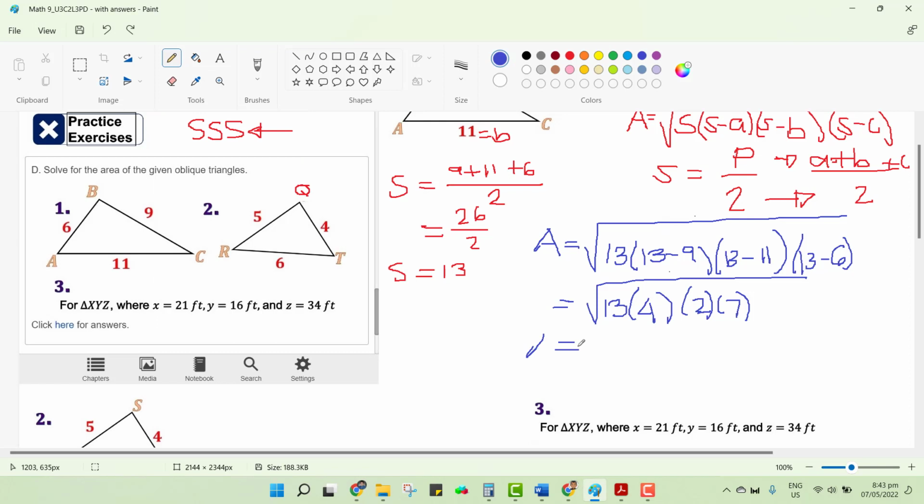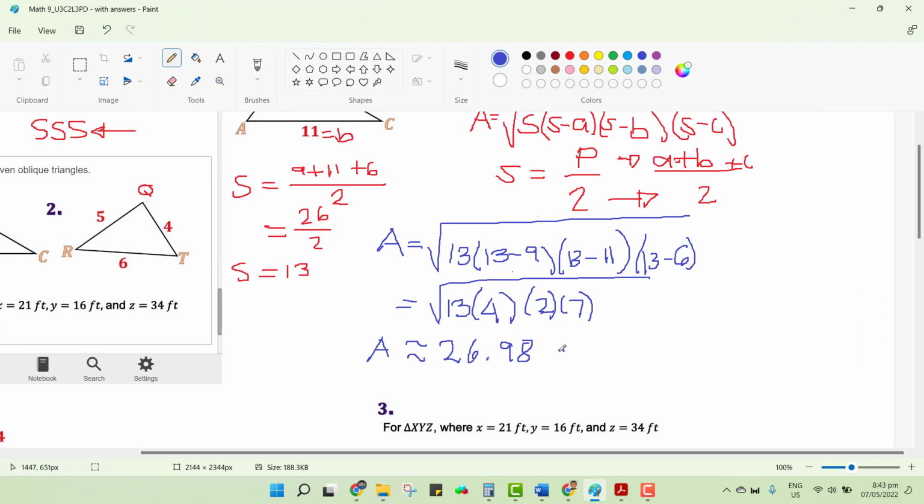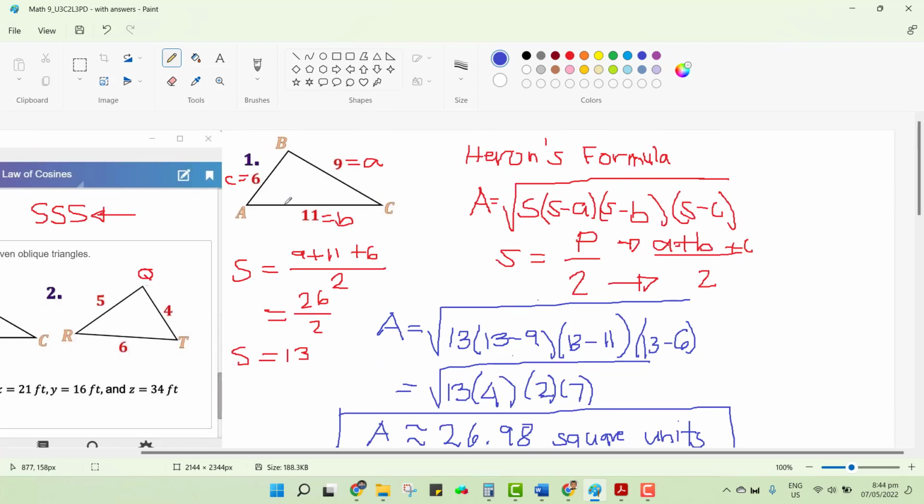So you will have here, approximately, the area is approximately 26.98. Since it doesn't have any unit, we cannot write the unit here, but since this is an area, let's just declare this as square units. So this is the area for the first triangle in number 1.